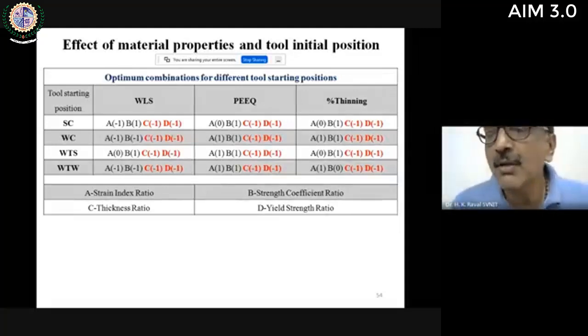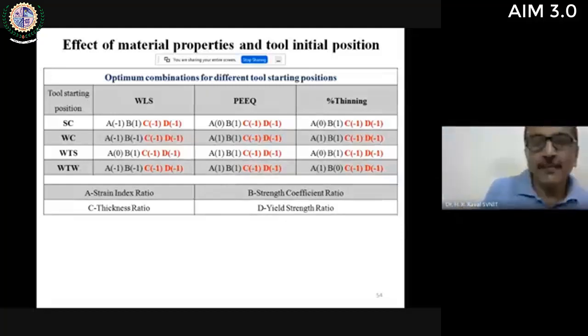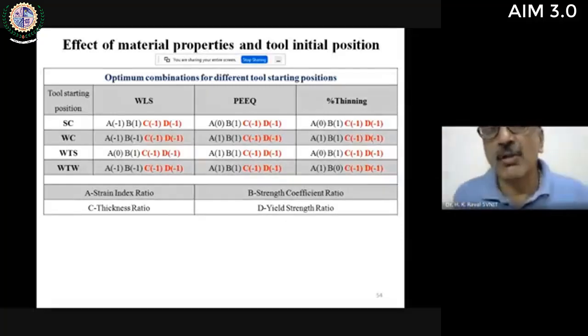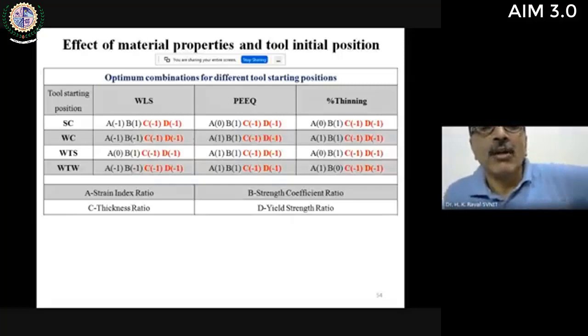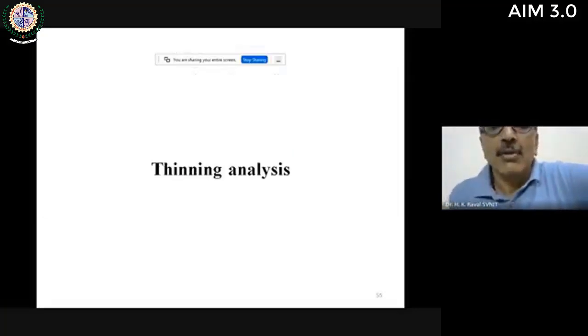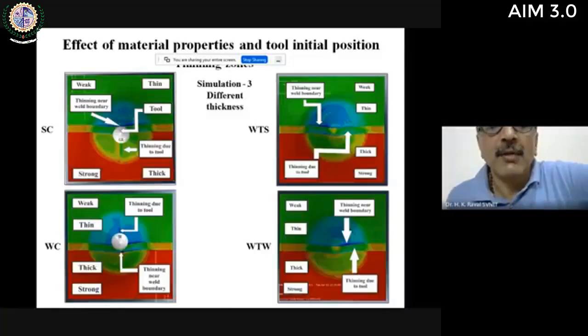Thinning also results in a similar picture. So percent thinning can also be controlled by controlling the thickness ratio as well as the yield strength ratio. So this is the preliminary analysis. We have some thinning analysis also. These are the simulation pictures.